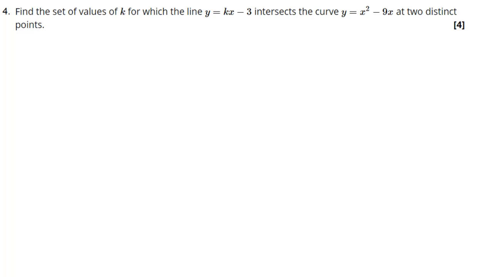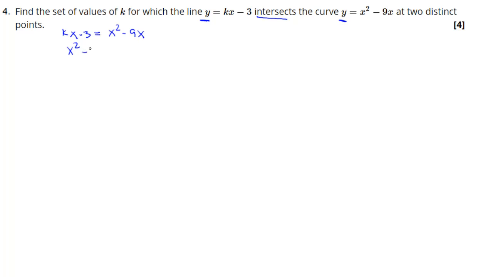Okay, number 4, we've got to find the set of values for k where y equals kx minus 3 intersects with this other curve, a quadratic, at 2 distinct points. So what we've got to do is cause them to intersect. We see y equals and y equals, so we're going to make the rules equal to each other.